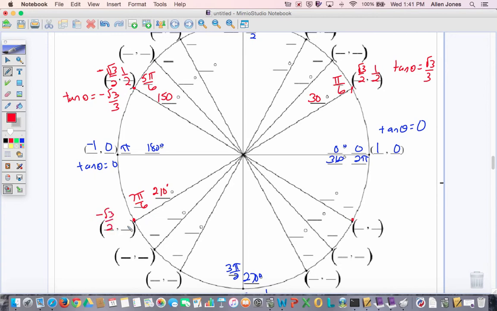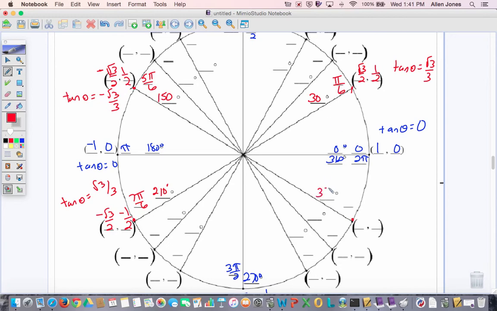Now, as I mentioned, our ordered pair is the same, so we have negative square root of 3 over 2. Since we're in the third quadrant, the y is also negative, so negative 1/2. And because both x and y are negative, that means our tangent is positive, square root of 3 over 3.